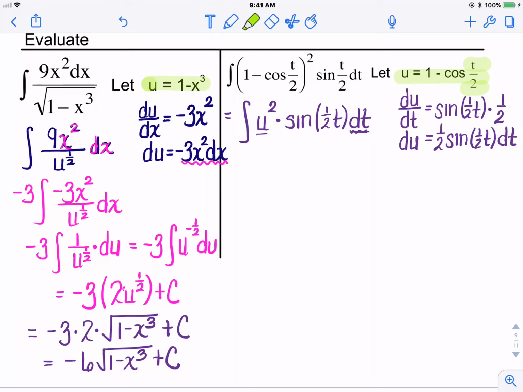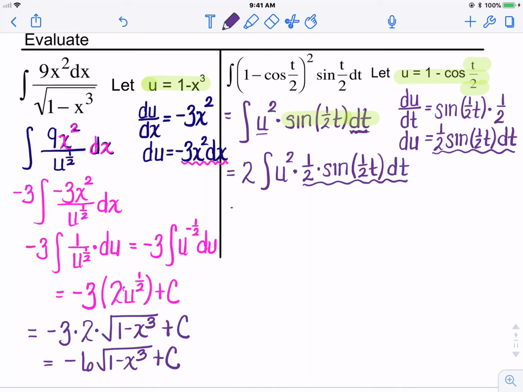So looking in here, I see some of the items that I need. I see the sine of 1/2 t, I see a dt, but I don't see that extra 1/2 factor that I need. So knowing that if I double the outside, I could put a 1/2 multiplier on the inside, now I have what I need to replace and get a du in there. Now I see everything in my du expression right there. This becomes the simpler integral twice u squared du.